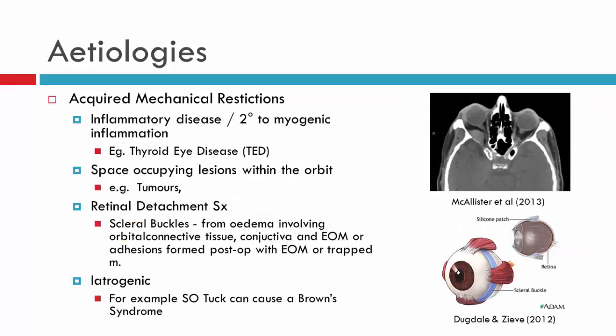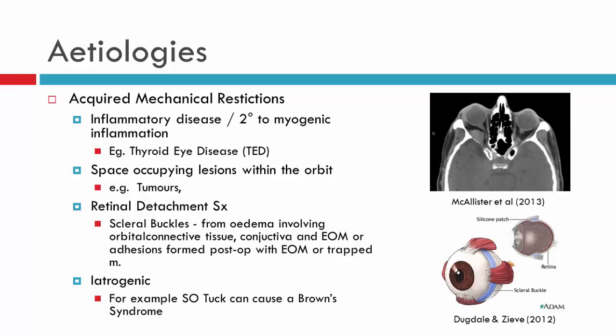Other causes of mechanical restrictions are inflammation or inflammatory disease, or secondary to myogenic inflammation. We'll talk about this more when we get to myogenic inflammations, or specifically thyroid eye disease, and how this condition can result in a mechanical restriction.